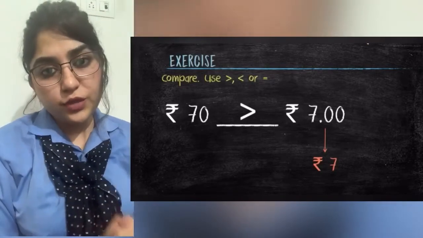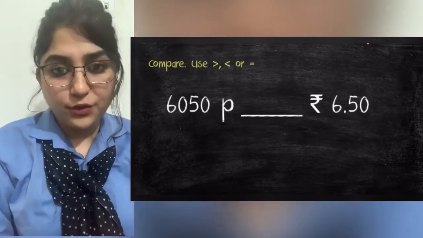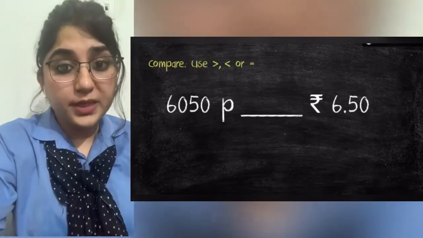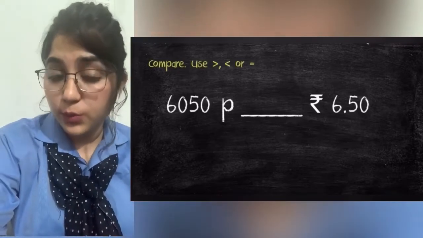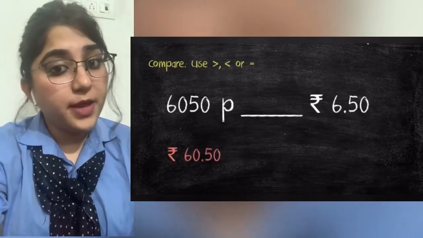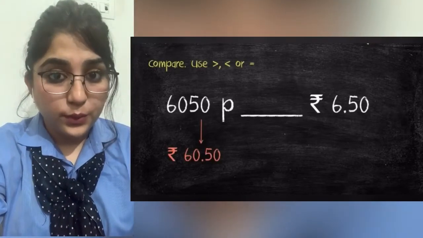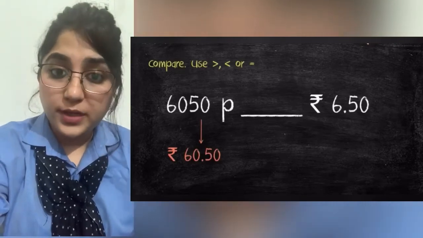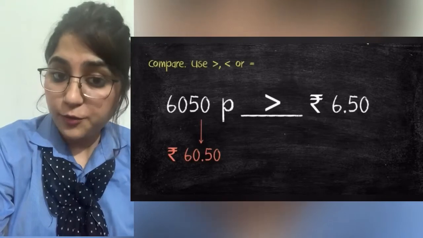So now students, moving forward to our next compare, which is 6,050 paisa with rupees 6 and 50 paisa. Students, we can convert 6,050 paisa into rupees 60.50. So rupees 60.50 is greater than rupees 6.50.